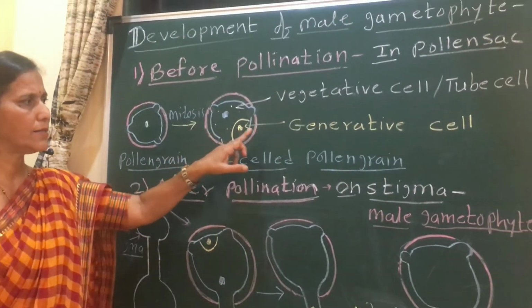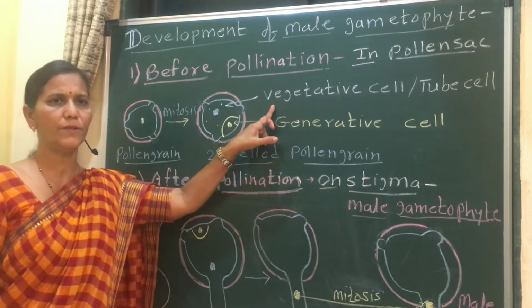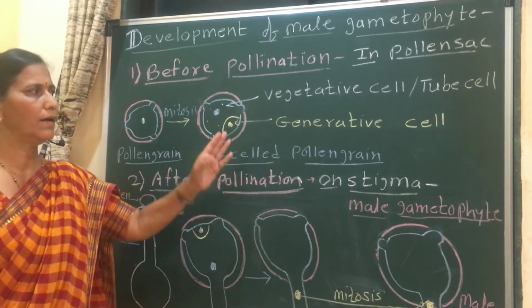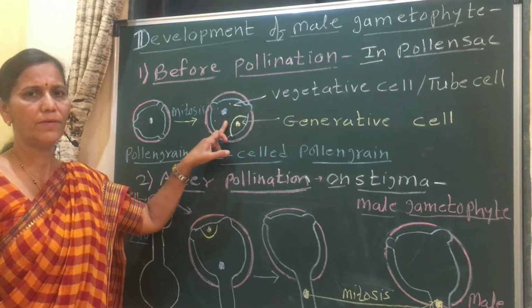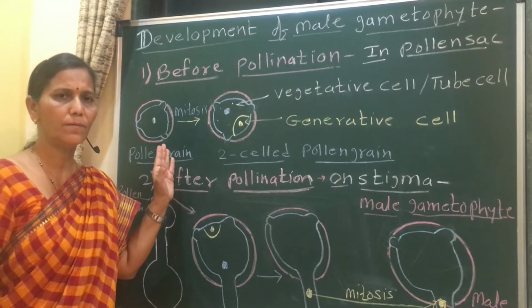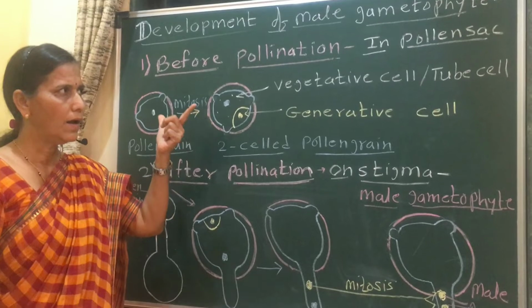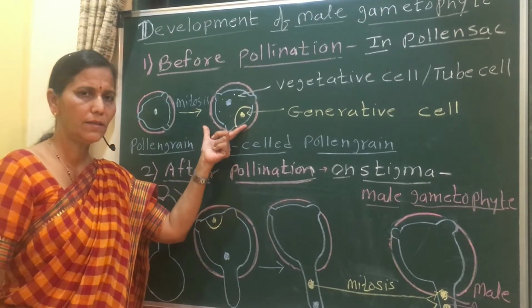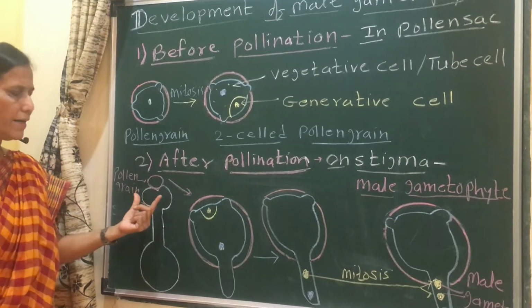The smaller cell is known as the generative cell, and the larger cell is known as the vegetative cell or tube cell. And their nuclei: generative cell nucleus, and this is the vegetative cell nucleus. In most angiosperms, pollen grains are released at this 2 cell stage. At this 2 cell stage, the pollen grains are carried by different agents and settle on the stigma.